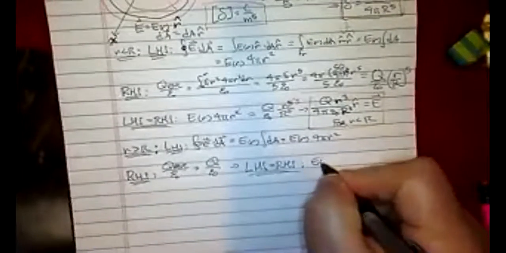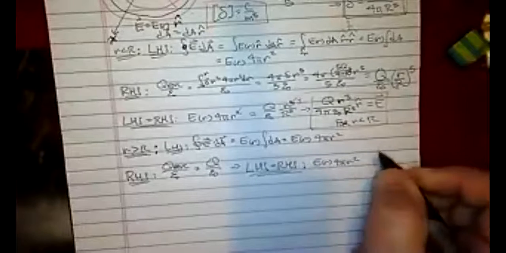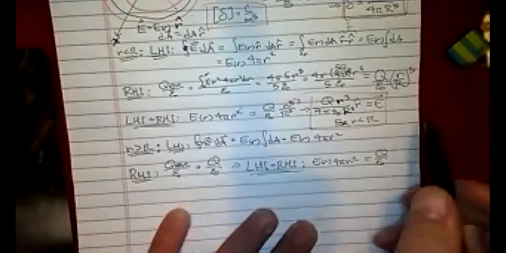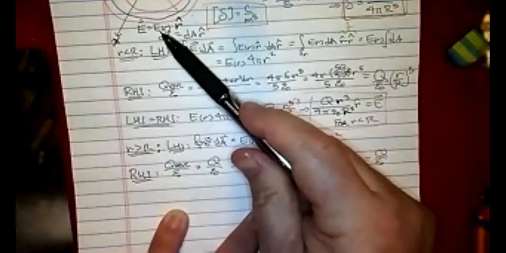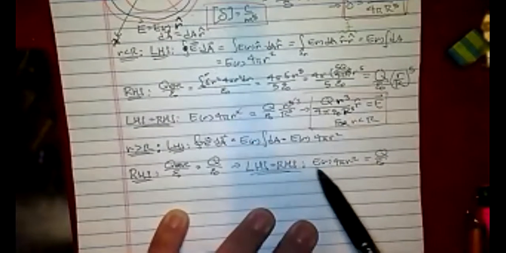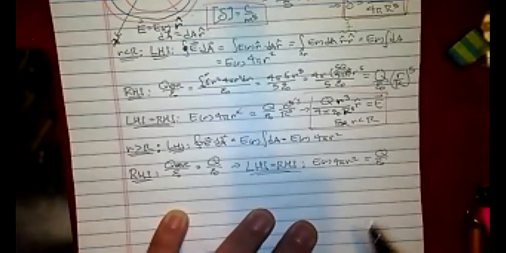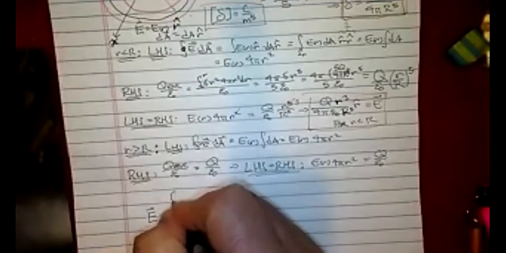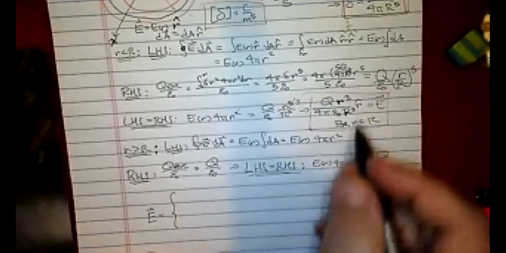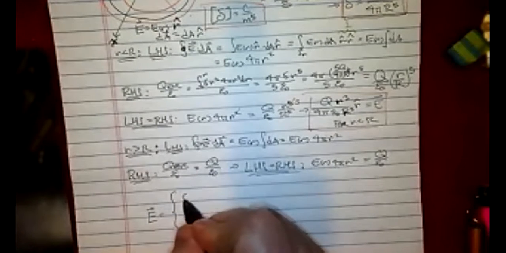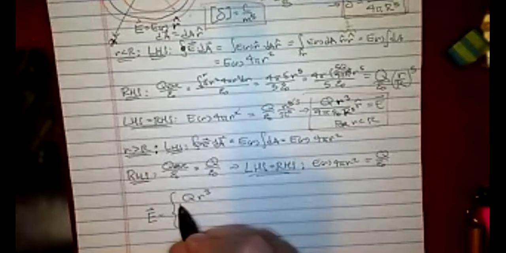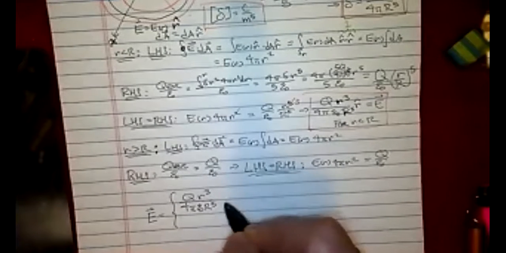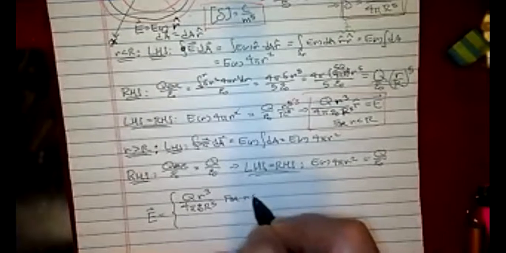And I will set E(r) 4 pi r squared equal to Q over epsilon naught. Now I can make use of my hypothesis that E is equal to E(r) times r-hat. Solving for E(r), I get Q over 4 pi epsilon naught r squared. So I'll write E as a piecewise function now. For r less than R, we got Q r cubed over 4 pi epsilon naught R to the fifth, and that's for r less than big R.